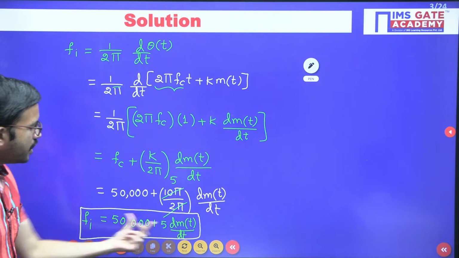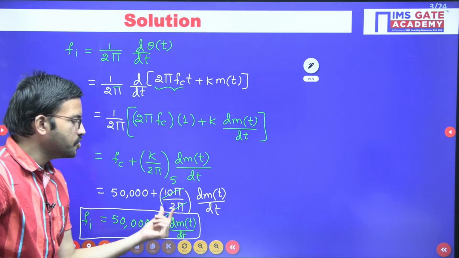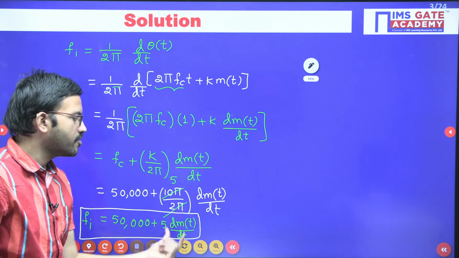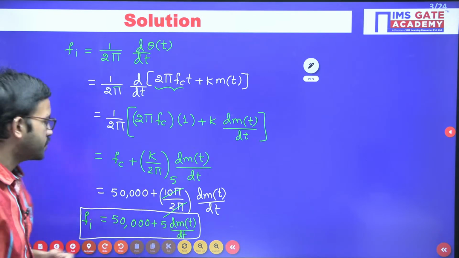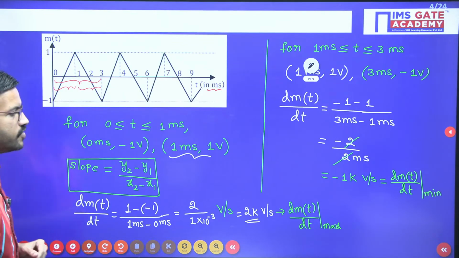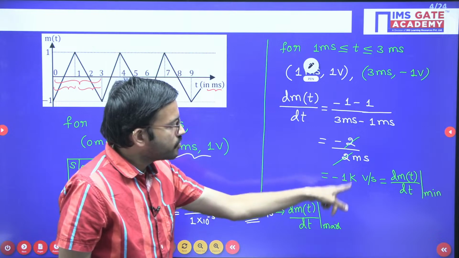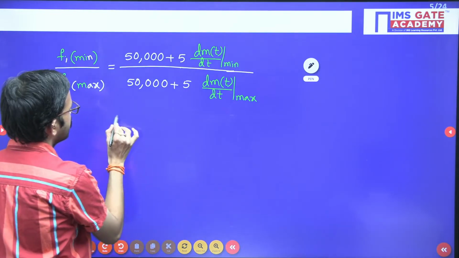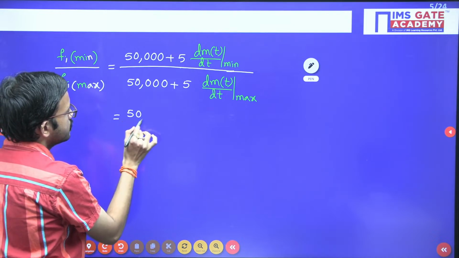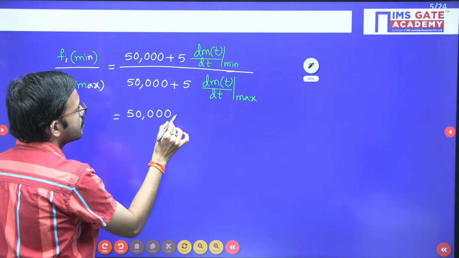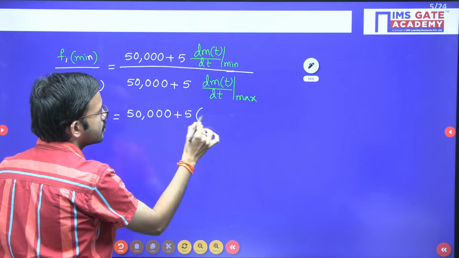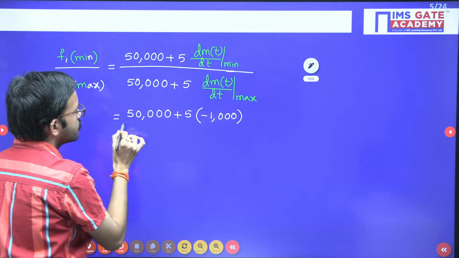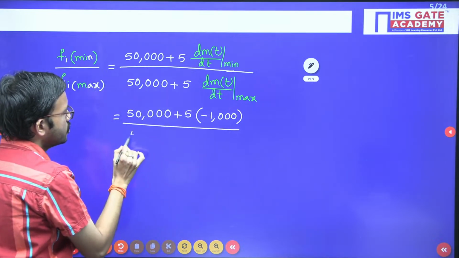Here you're having a generalized equation like 50,000 plus 5 into dm of t by dt. So with respect to the case, we are considering accordingly the dm of t by dt, whether maximum or minimum. So here, regarding the minimum value, we got minus 1000. So here 50,000 plus 5 into minus 1000, divided by 50,000, you can copy as it is.